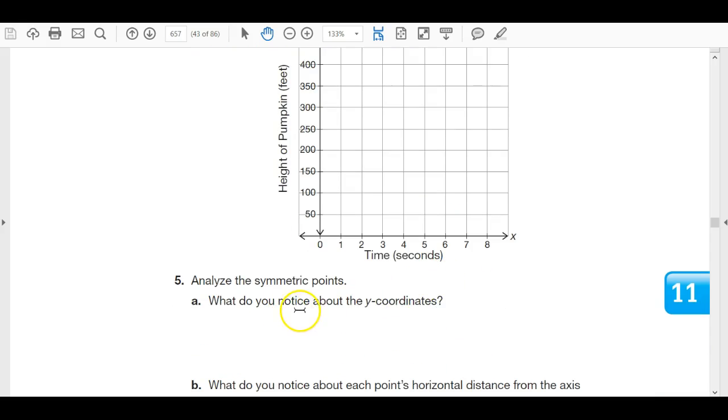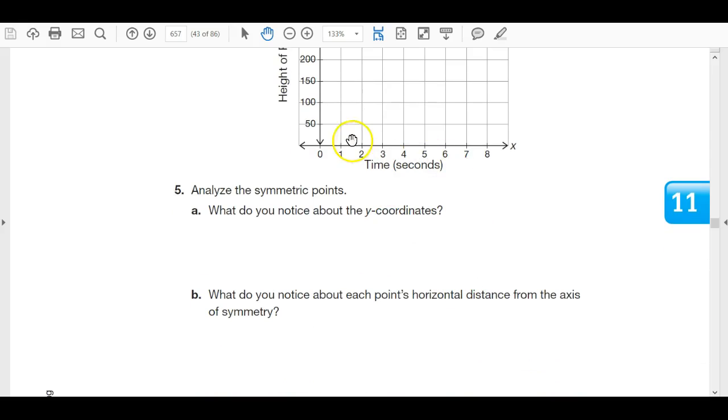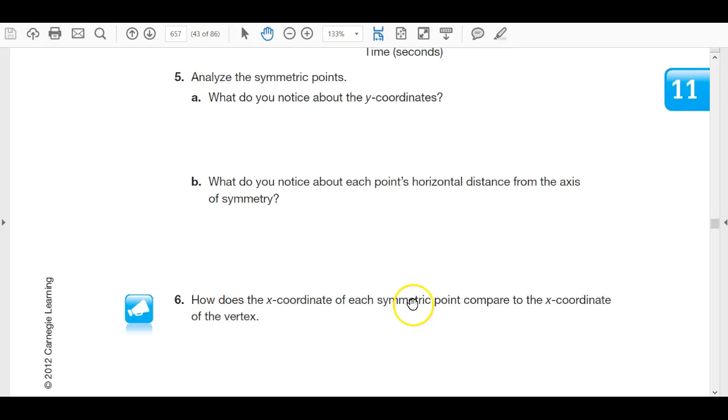What do you notice about the y coordinates? Okay, what do you notice? Analyze those symmetric points at 128 and 180 and 308. What did you notice? Okay, they are symmetric, right? They are equidistant from the axis of symmetry 4. What do you notice about each point's horizontal distance from the axis of symmetry? They are equidistant from the axis of symmetry, right?